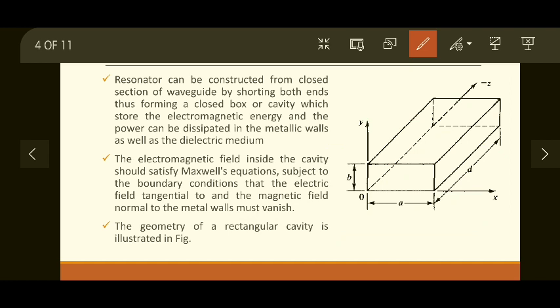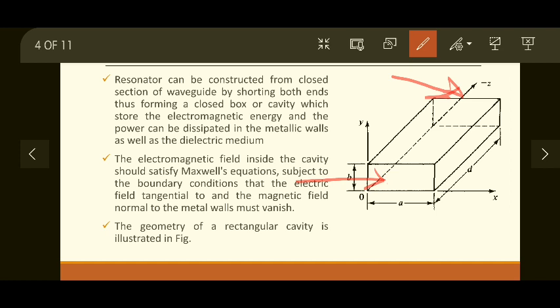Okay, so how can this be constructed? Simple. We know that these two entry points of a wave are open in case of waveguide. Now let's close them. So how to construct them? Resonator can be constructed from closing the section of a waveguide by shorting the ends, both ends, front end and back end, to form a closed box, which is called a cavity now because it is closed.